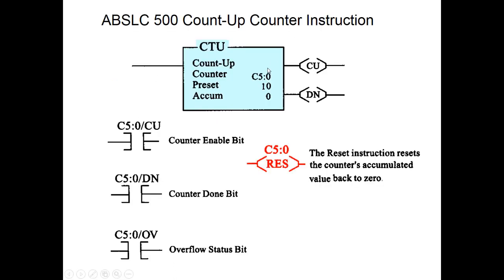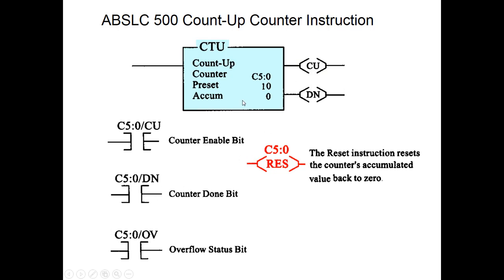Here's the instructions. Here's the counter enable bit. So for some reason there's a switch over here and this counter is true. If this rung is true at any time, the enable comes on. Not that useful of a bit, but you never know when you might want to use it.